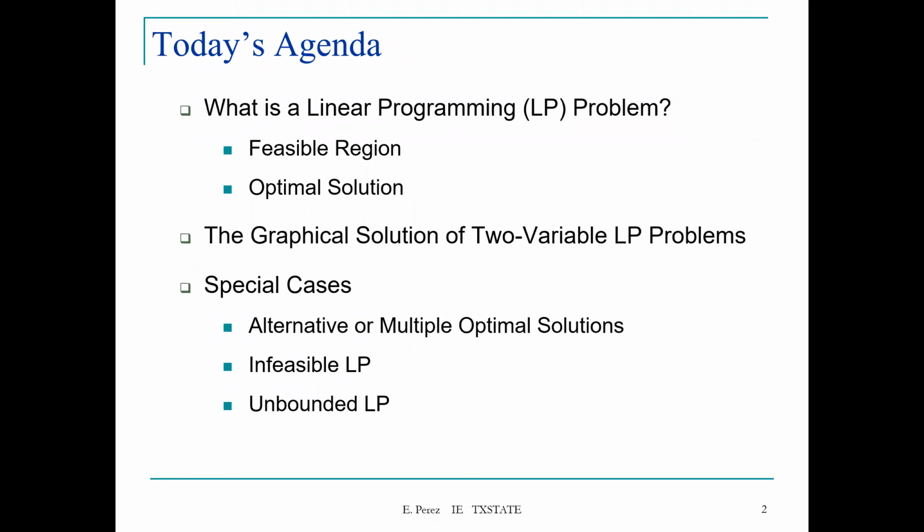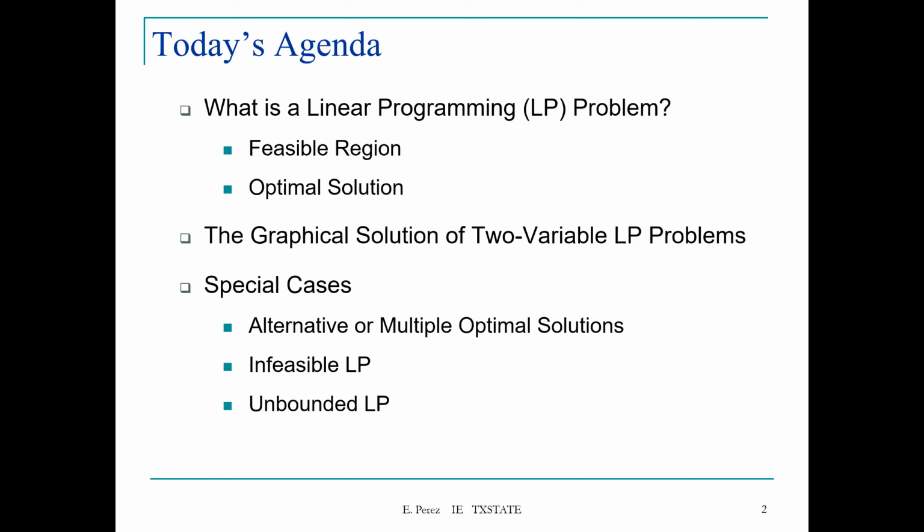So the agenda for this lecture, we're gonna start answering this question: what is a linear programming problem? And as part of this lecture, lecture number 2, we are going to discuss what is the feasible region and what is an optimal solution. And as I mentioned already, then we're going to transition to how to solve a linear programming problem that has only 2 decision variables. So we can apply what is known as the graphical solution to find a solution for such problems. And then we are going to talk about special cases.